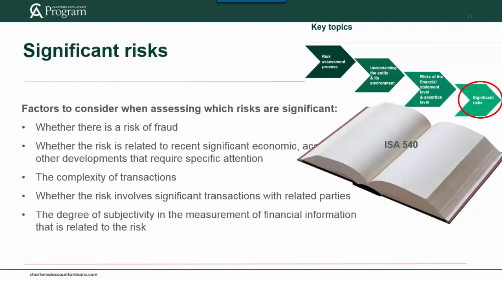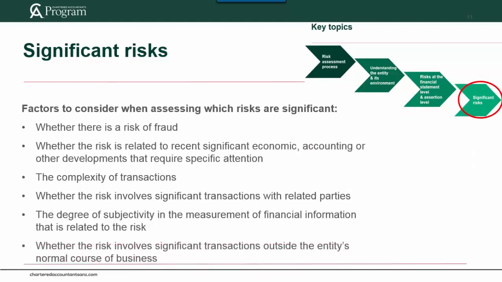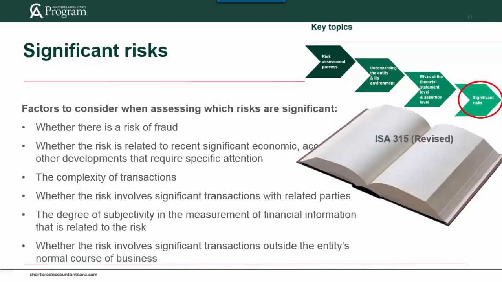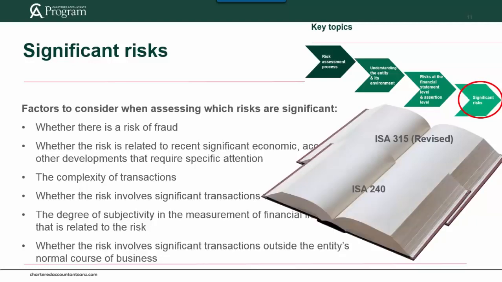Last but not least, a risk may be significant if the risk involves a significant transaction outside the entity's normal course of business. All of these 6 factors are outlined in ISA 315 revised. Note that the risk of fraud is considered so significant that a specific auditing standard, ISA 240, exists to give auditors further requirements and guidance.